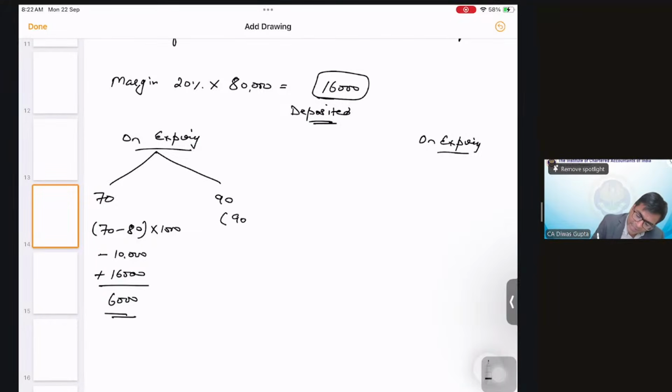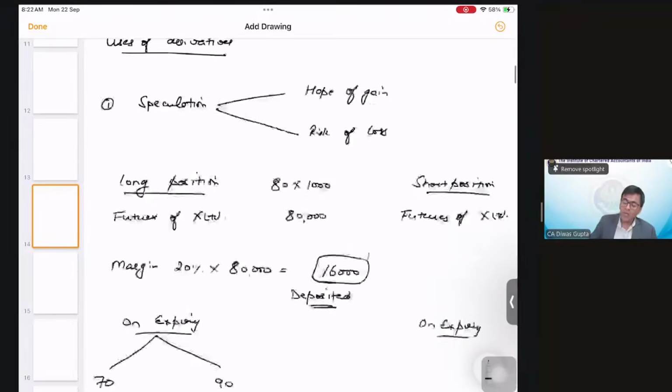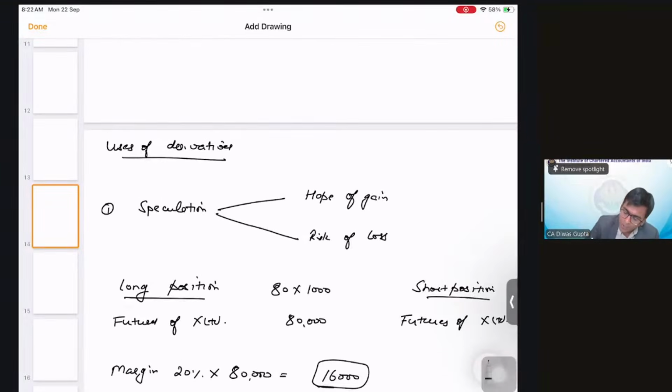Now, in case the price is 90, will I have a gain or a loss, students? Come on, tell me. The long position party will have a gain, yes, a gain of 10,000. Plus the 16,000 margin that we have paid. So in totality, we will get 26,000 rupees back from the stock exchange. Now, can you see the speculation? There is a hope of gain and there was a risk of loss.